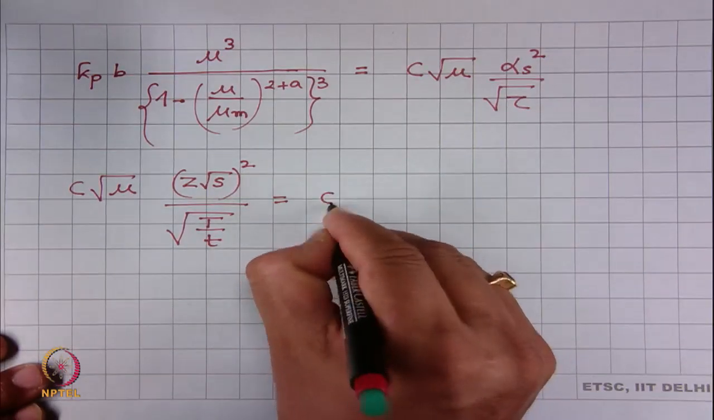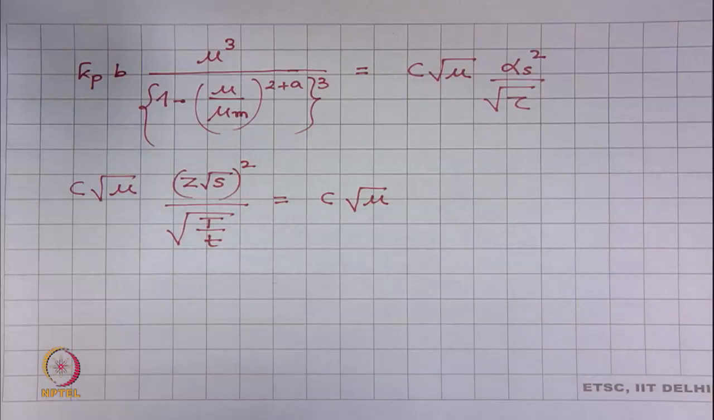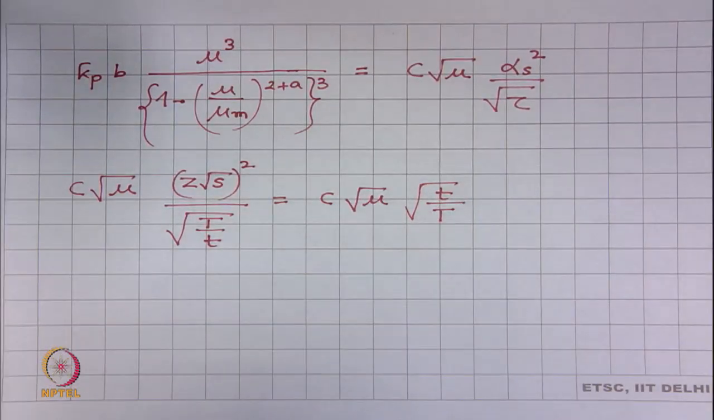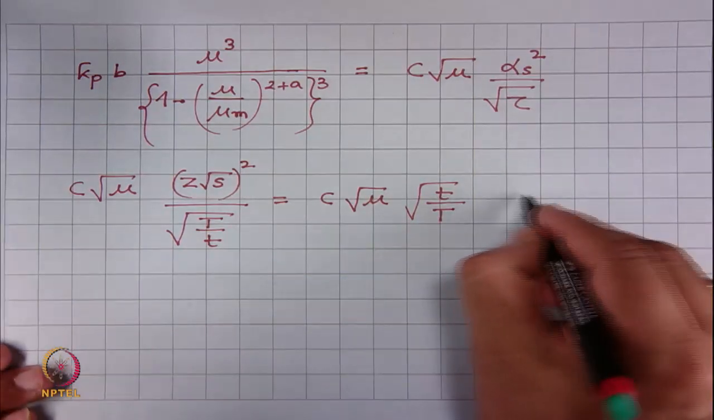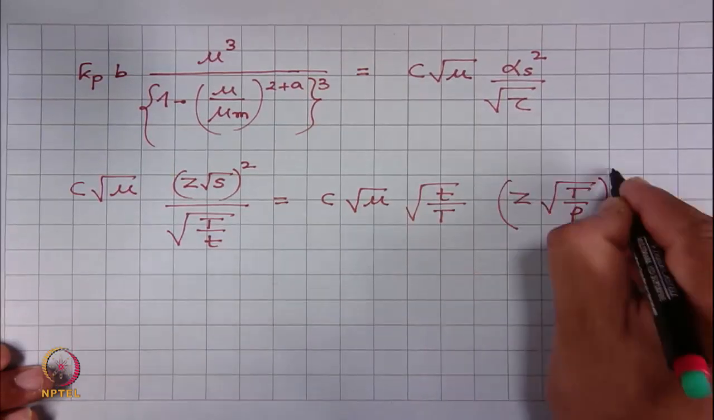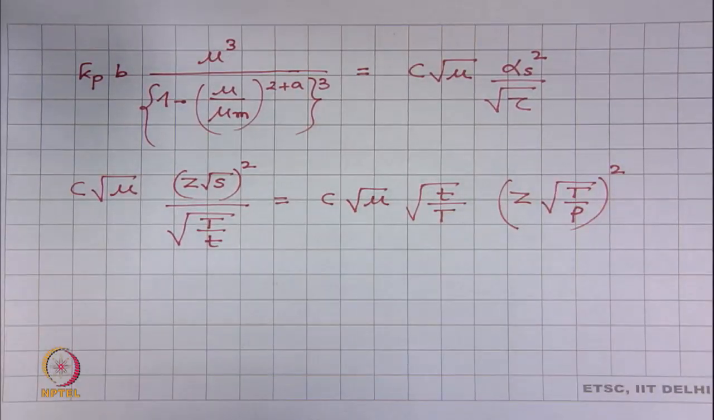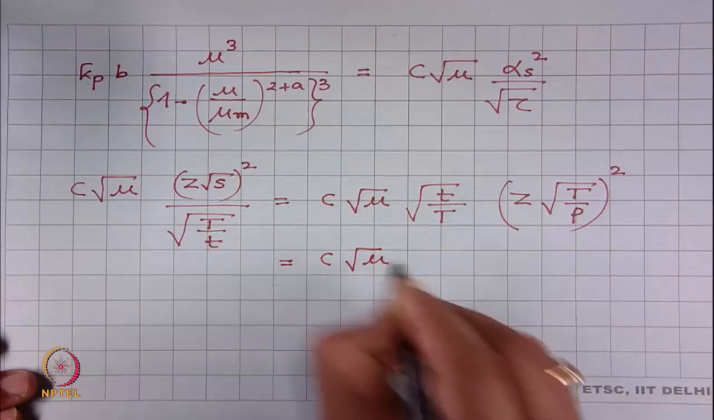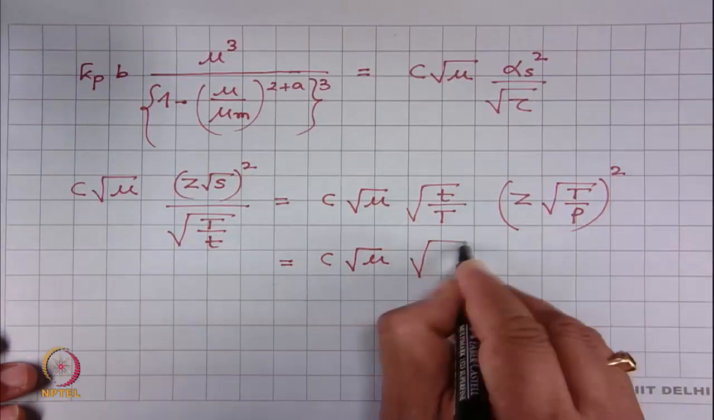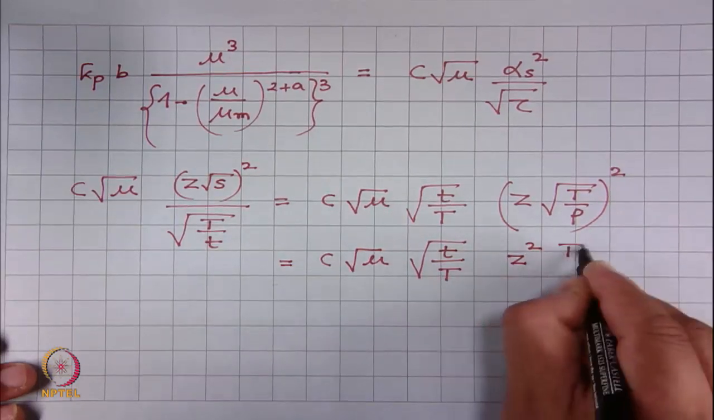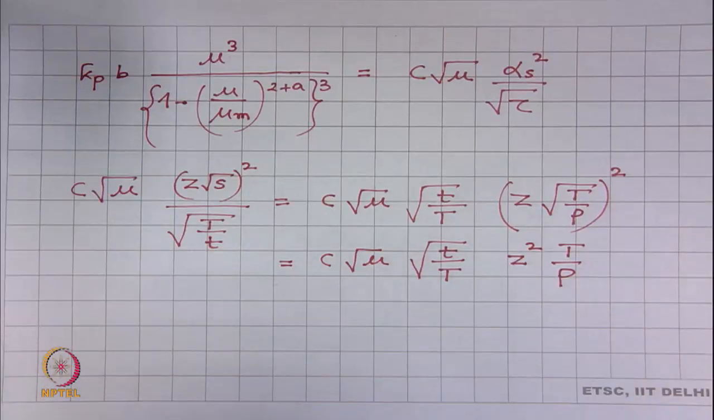So, this is equal to C mu. Now, z root s. So, let us write it small t by capital T. Now, z root s, what is s? S is root over t by rho. This also we learned in module 2, square. Now, C root mu t by capital T z square t by rho.